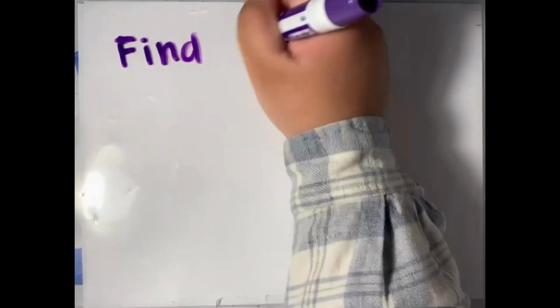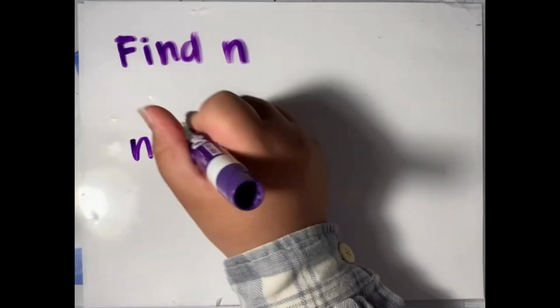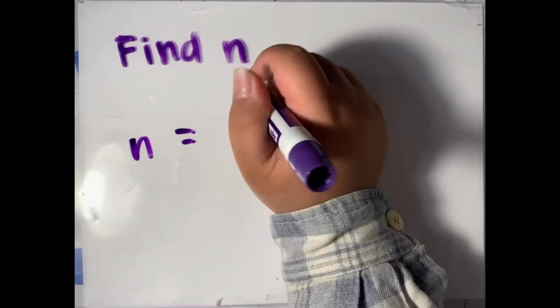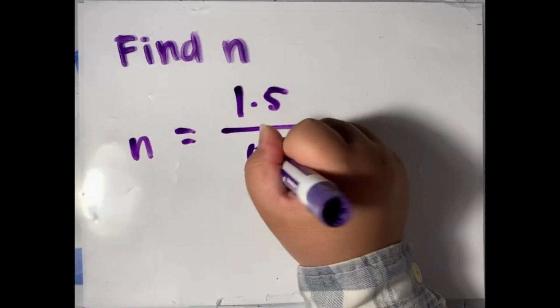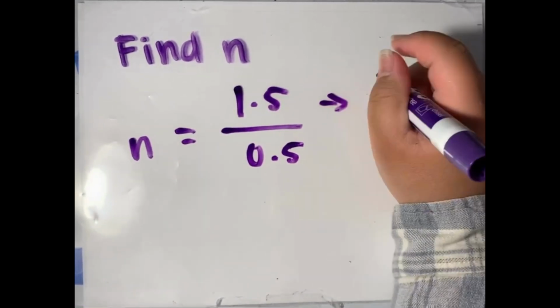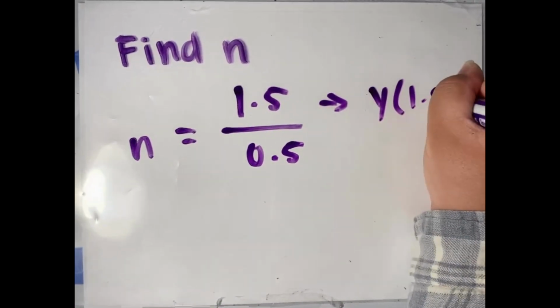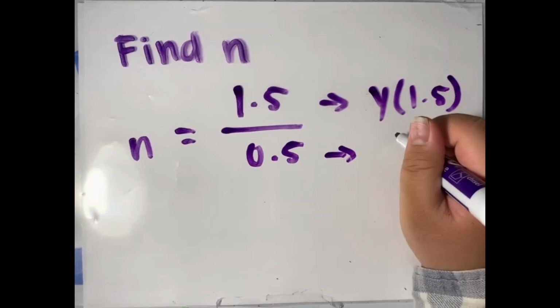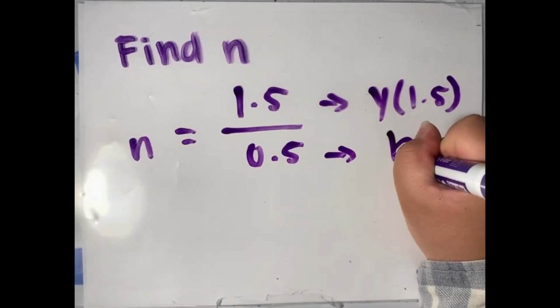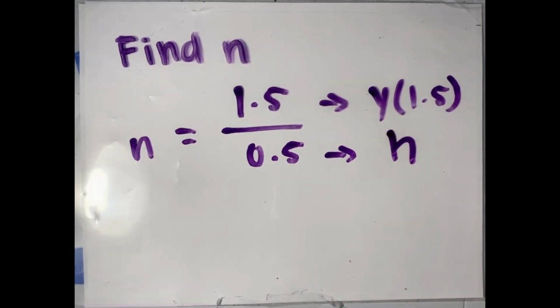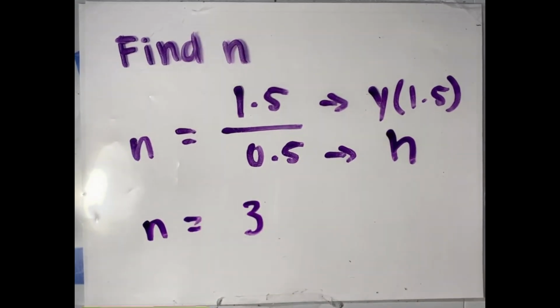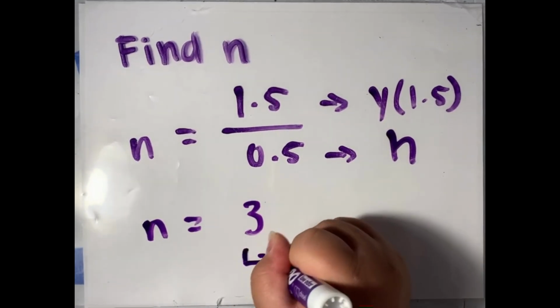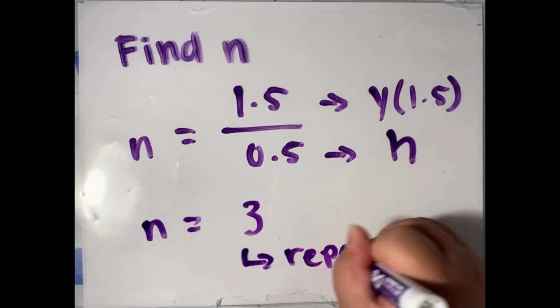With this information, we can find n. We can find n by dividing 1.5 over 0.5. We get 1.5 from y of 1.5 and 0.5 from our h value. This makes our n value equal to 3, which is the amount of times that we repeat the substitution.